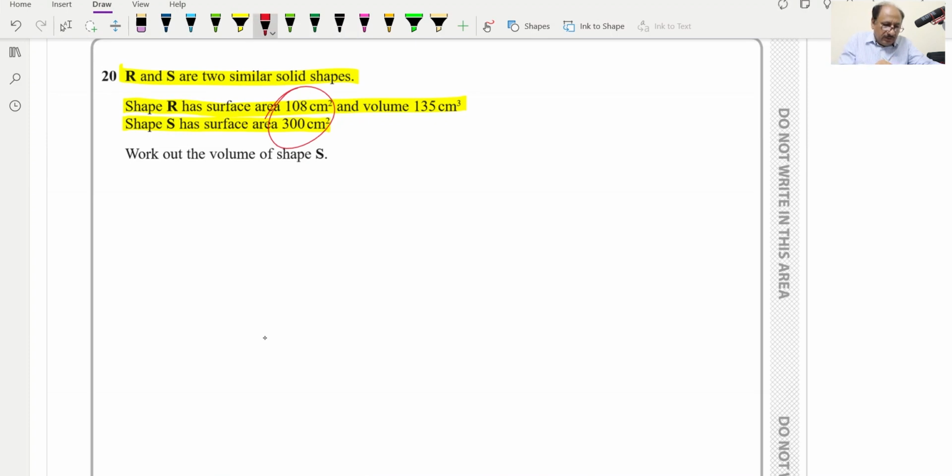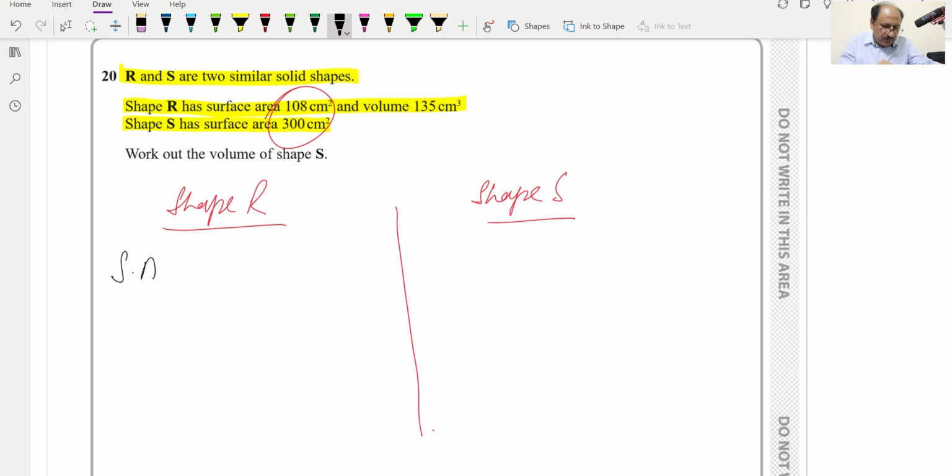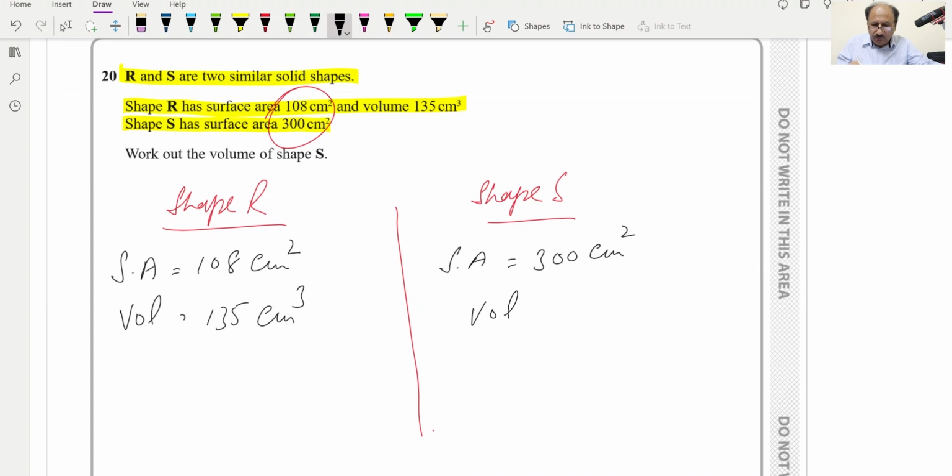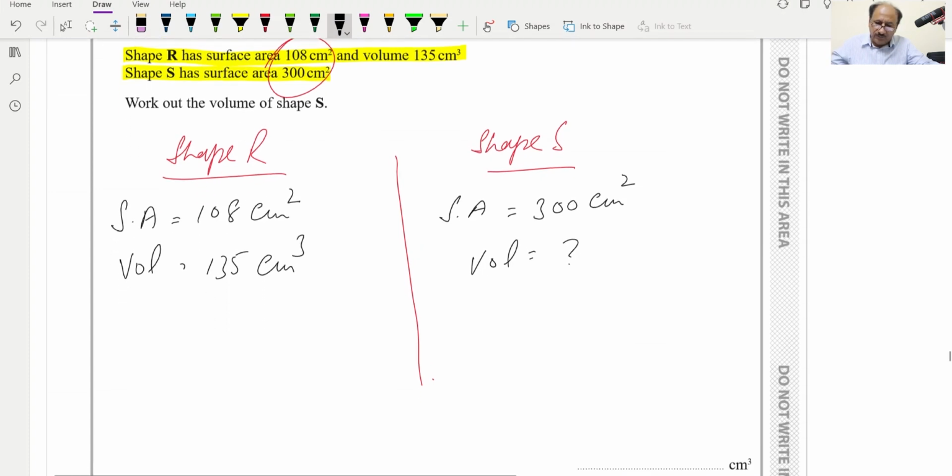So we can write shape R and shape S. We have taken these two, and we will be doing this one. The surface area of shape R is 108 centimeter square, and the surface area of S is equal to 300 centimeter square. The volume of R is provided, which is 135 centimeter cubed, and the volume of S we need to find basically.